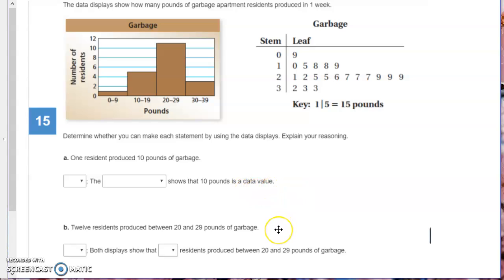So I would say yes, the stem and leaf plot shows that the 10 pounds is a data value. Part B, the statement is 12 residents produced between 20 and 29 pounds of garbage. And I can see that that's not the case on this one because it's 11 right here. So I would say no, neither of the data plots. Both displays show that 11 residents produced the 20 to 29 pounds of garbage. I could see that on here, but you can see the number here is 11. So both data displays show that 11 residents produced that amount of garbage. So I would say no on this one.